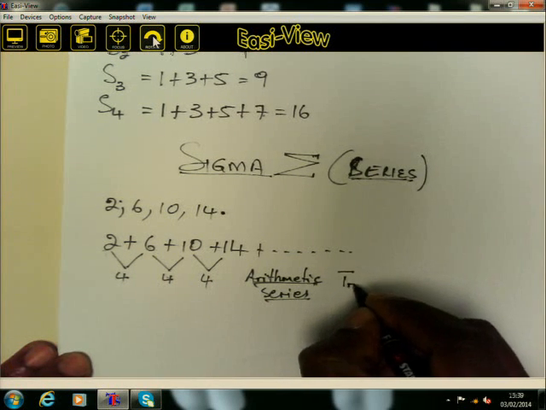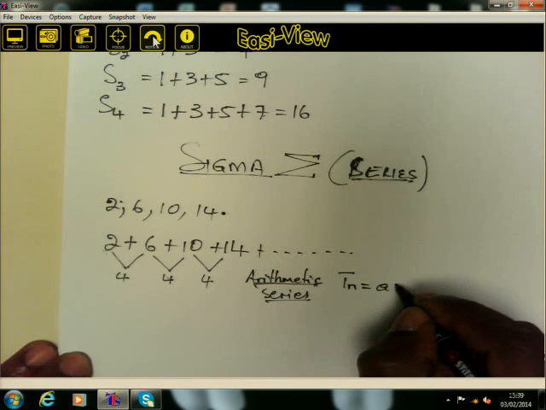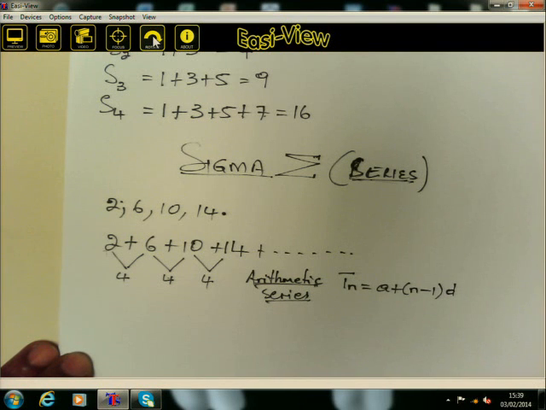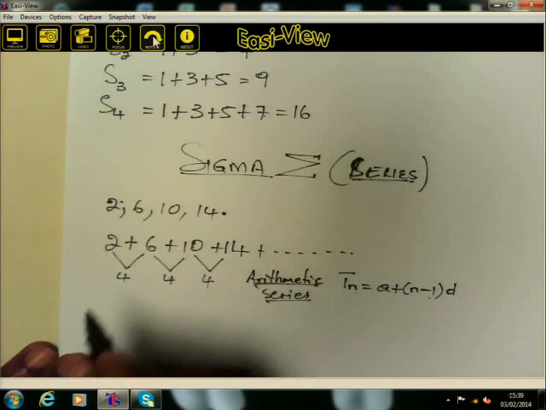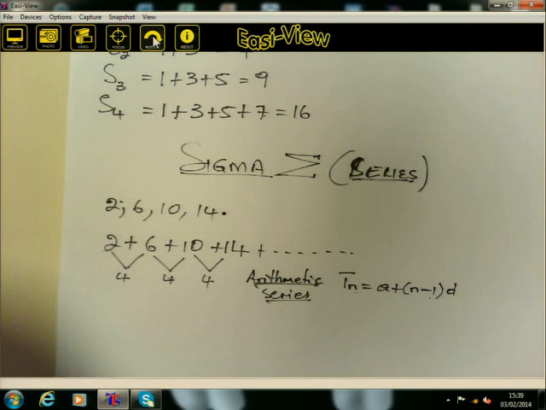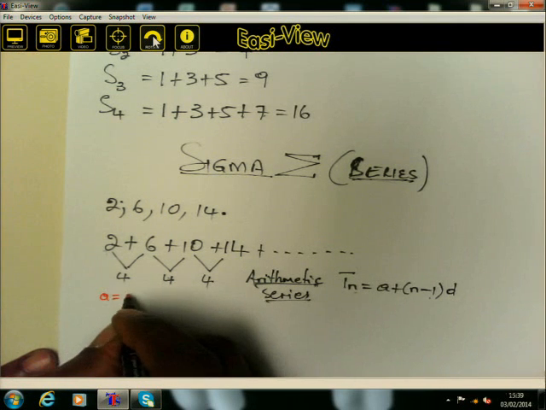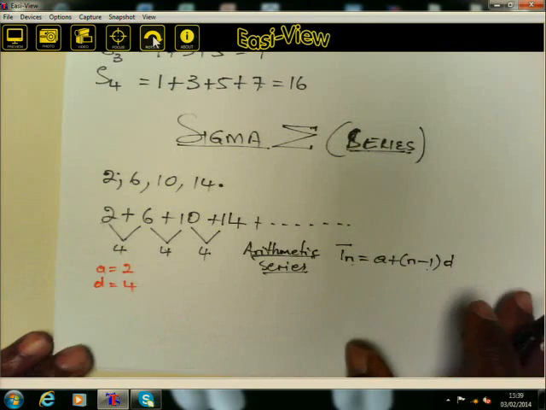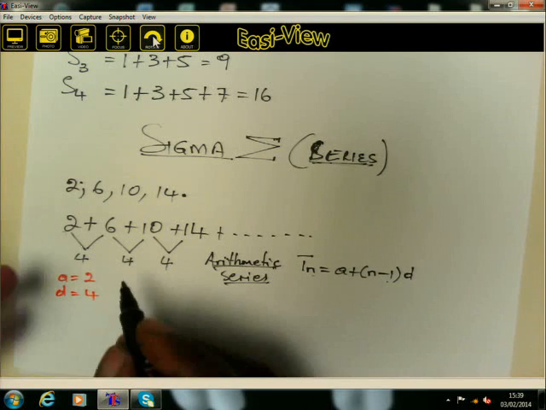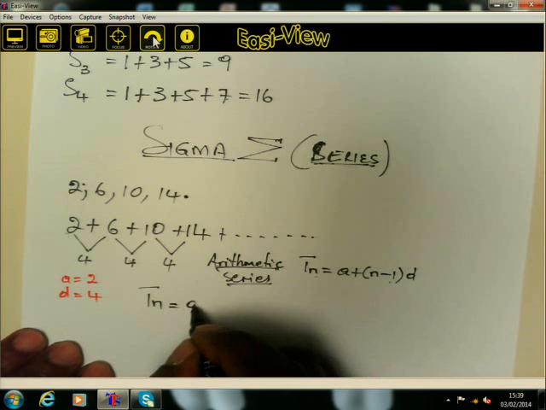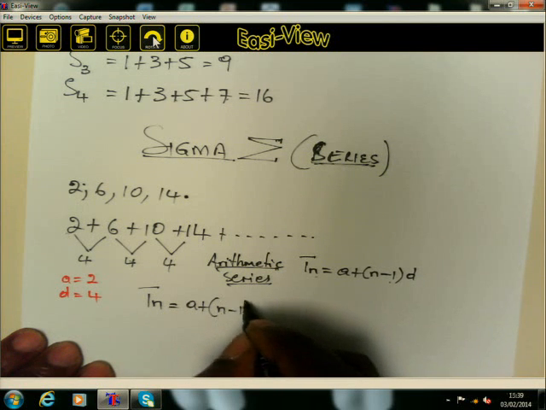It means we are working with Tn is equal to a plus n minus 1 times d. That's what we have there, because it is arithmetic. So from here, the general term of this one will be, now that we know that our a is 2 and our difference is 4, then we can find the general term. The general term, Tn, is given by a plus n minus 1 d.